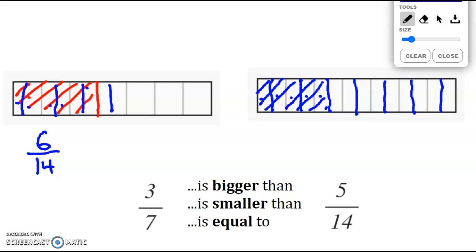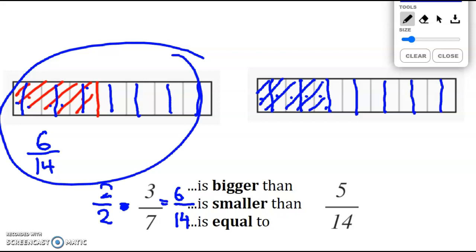If I was to do the same thing with all of these as well, dividing each one, that is the same as multiplying this by 2/2, because this is my giant one, and that just becomes 6. 2 times 3 is 6, 2 times 7 is 14. So 3/7 is the same as 6/14, and comparing this to 5/14, I know that this is bigger.